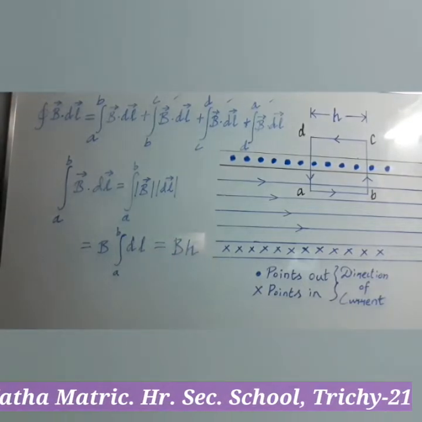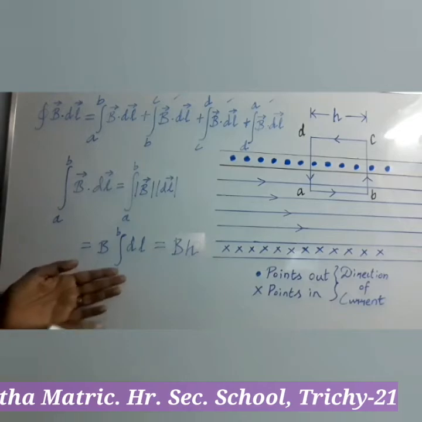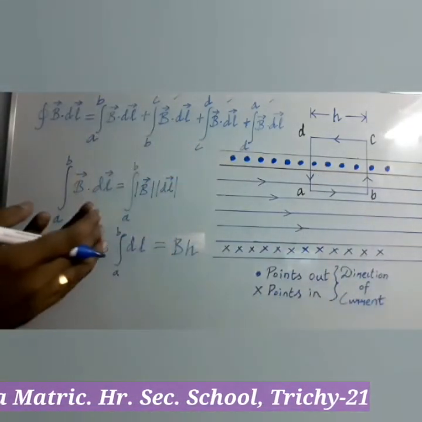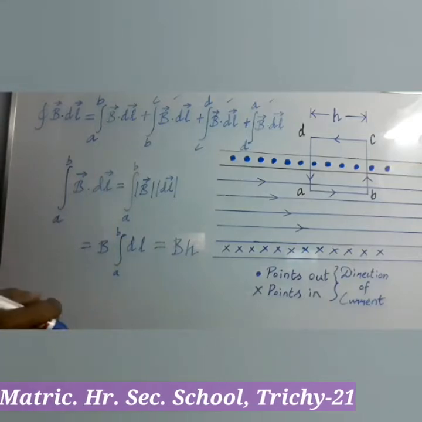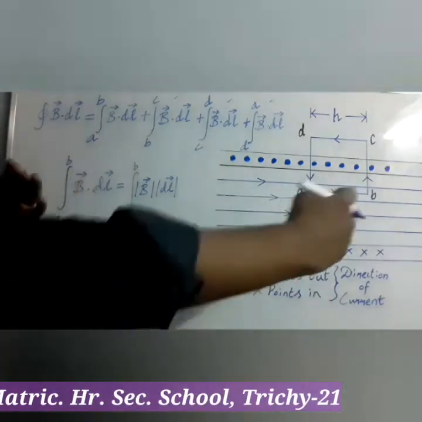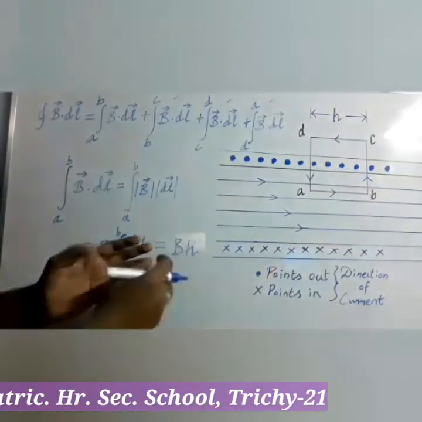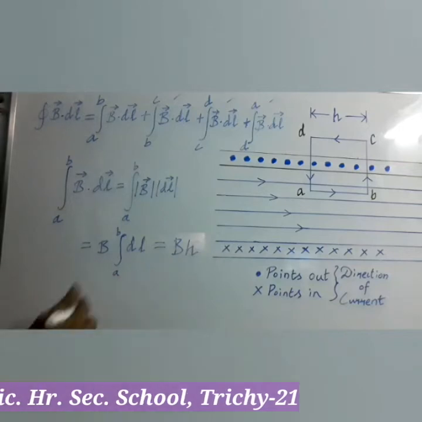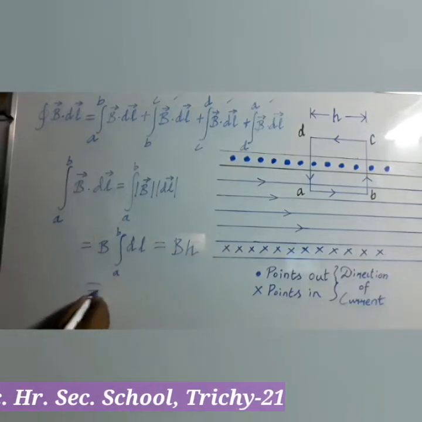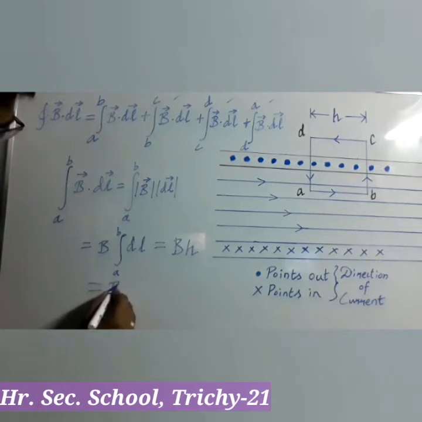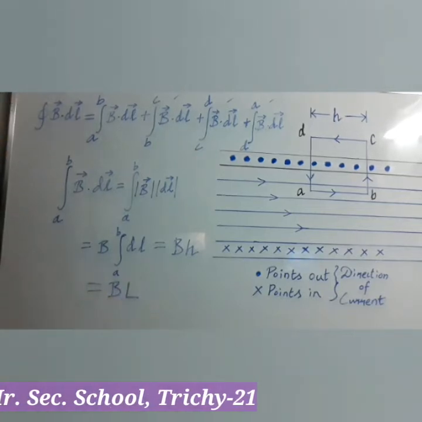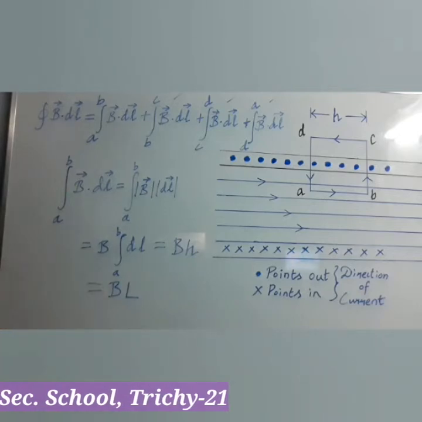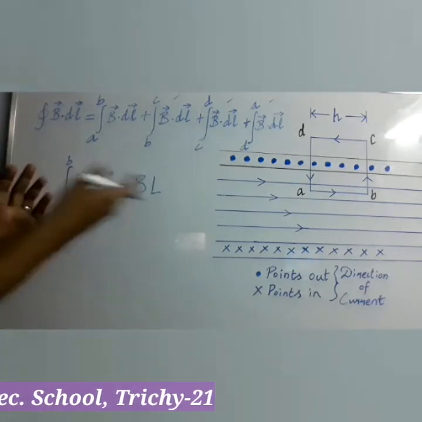Remember, it is the value for the closed loop. Suppose we take the entire solenoid, then instead of h you have to write capital L. That is nothing but the length of the solenoid. Imagine you are going to expand the loop up to the end of the solenoid. Then h can be replaced by the total length of the solenoid. So it will be equal to B into L. So the integral of the length element A to B is now equal to BL.